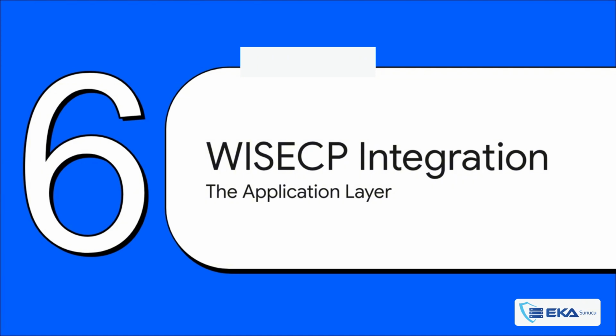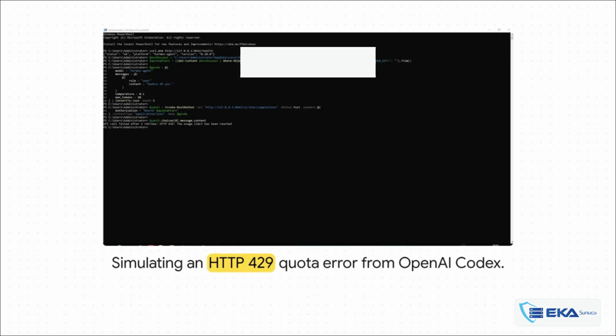Section 6. YCP Integration and Fallback Chain, the application layer. Let's move to the final piece of the puzzle and see how this all comes together. We're connecting our secure, persistent backend to the client-facing application layer. Now, why did we build all of this? Well, if your primary model hits a rate limit and throws an HTTP 429 quota error from OpenAI Codex, that single point of failure would normally just crash your web application. Your users get an error screen. In an enterprise environment, that is completely unacceptable, which is exactly why we need a fallback chain.